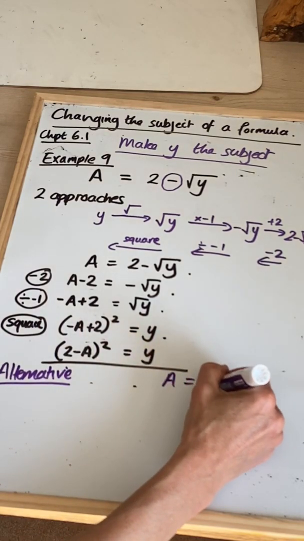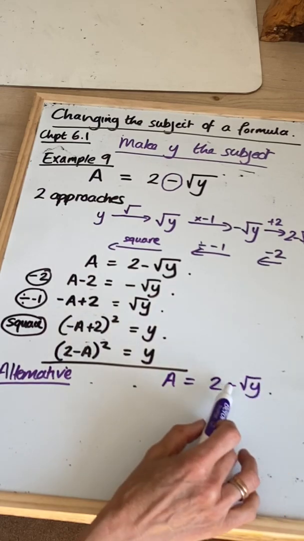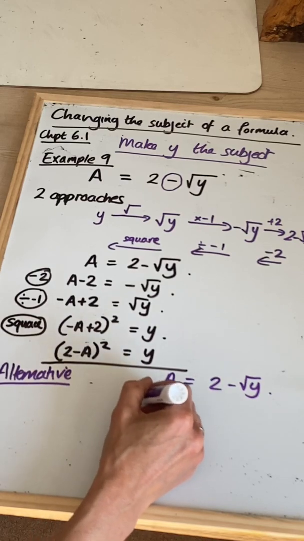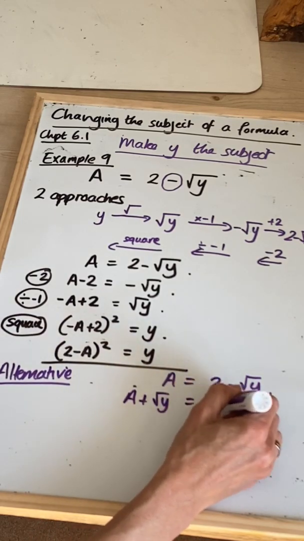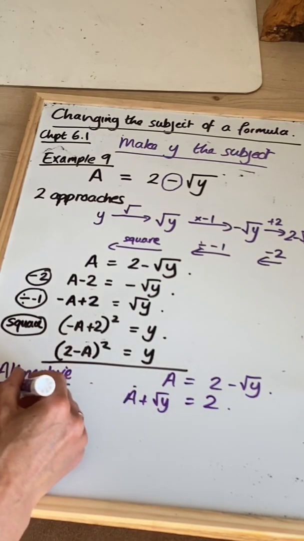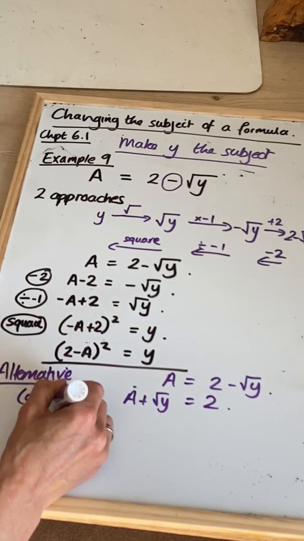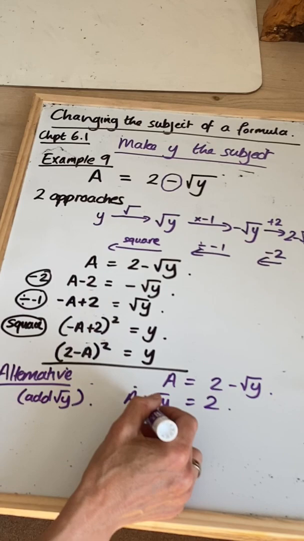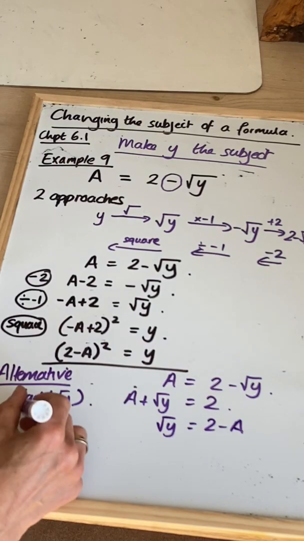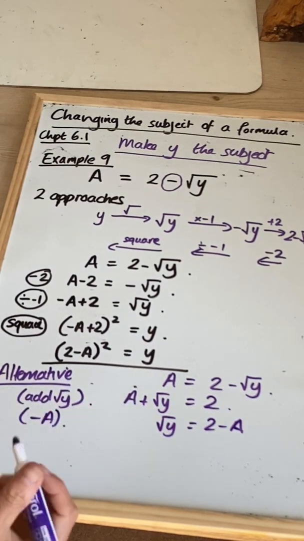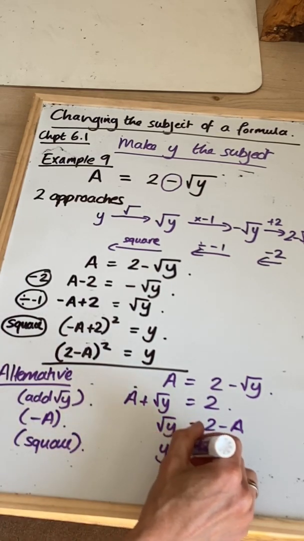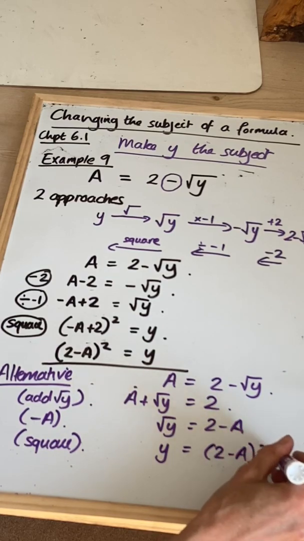So we start with a equals 2 minus root y. I don't like the negativeness of the root y, so I'm going to add it to both sides. A plus root y equals 2. Then I'm going to subtract the a, or I should say actually add root y, that's what I've done. Then I'm going to subtract the a, and I'm just left with root y on this side, minus a. And then, I'm sure you can see what I'm going to do here, I'm going to square both sides, and that's going to give me y equals 2 minus a squared.